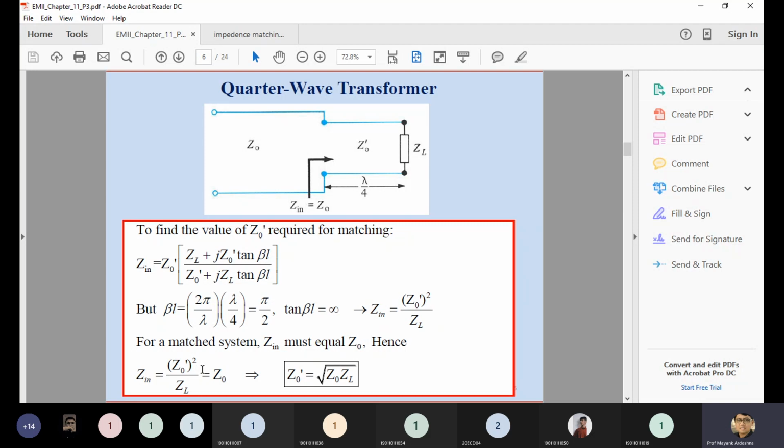Zin is equal to Z0 dash whole square divided by ZL, equal to Z0. And from this equation, they simplify it and you get Z0 dash equal to under root of Z0 and ZL. Okay, because we don't know the impedance of this particular Z0 dash. You are choosing some wire, but this wire has some impedance. So which impedance do you have to choose? It's under root of Z0 and ZL. So suppose you take Z0 as 100 and ZL also 100. So it's under root of 10,000. So whatever the answer of the under root of 10,000, you can select as Z0 dash.